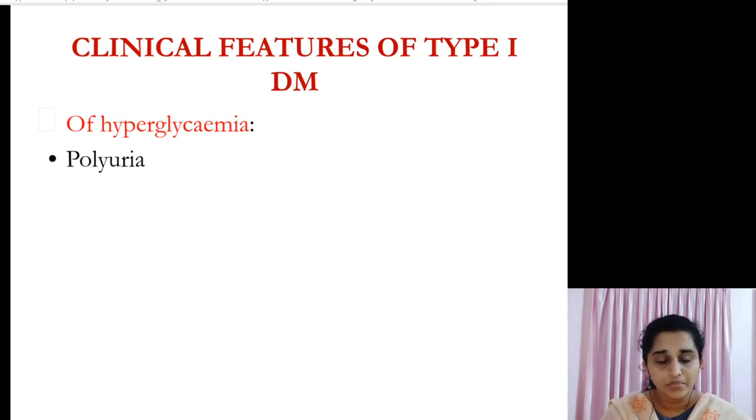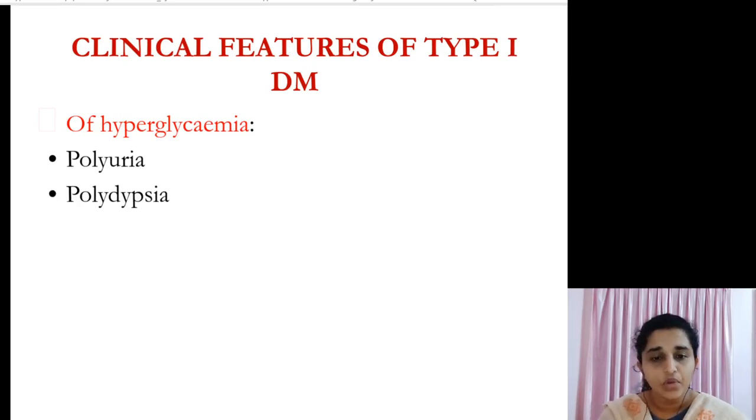Increased blood sugar level leads to increased excretion of glucose through the urine, and in order to remove more glucose from the body, there is osmotic diuresis and increased urination. Next is polydipsia. In order to compensate this polyuria or increased urination, there is dehydration, and the body will tend to drink more water, that is polydipsia.